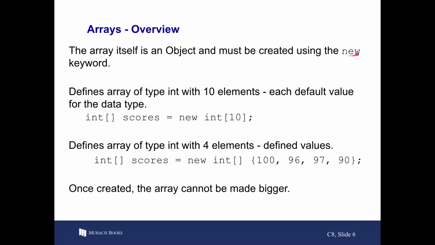Here's how you define an array. You have to define it using the new keyword, because an array is an object, kind of like a string, or a scanner, or the math object. So in this case, we have to use the new keyword to create it. This is how we define an array.